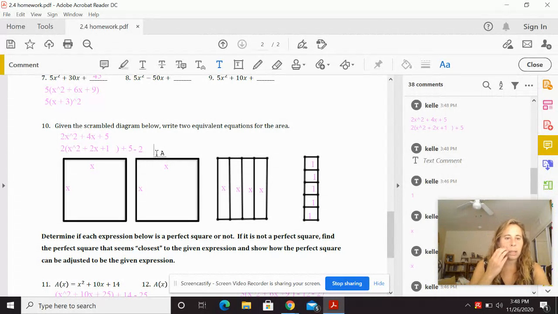So you could just write it 2, and then in parentheses, x plus 1. Remember, this is just your b term divided by 2. So x plus 1 squared. 5 minus 2 is 3. So plus 3.